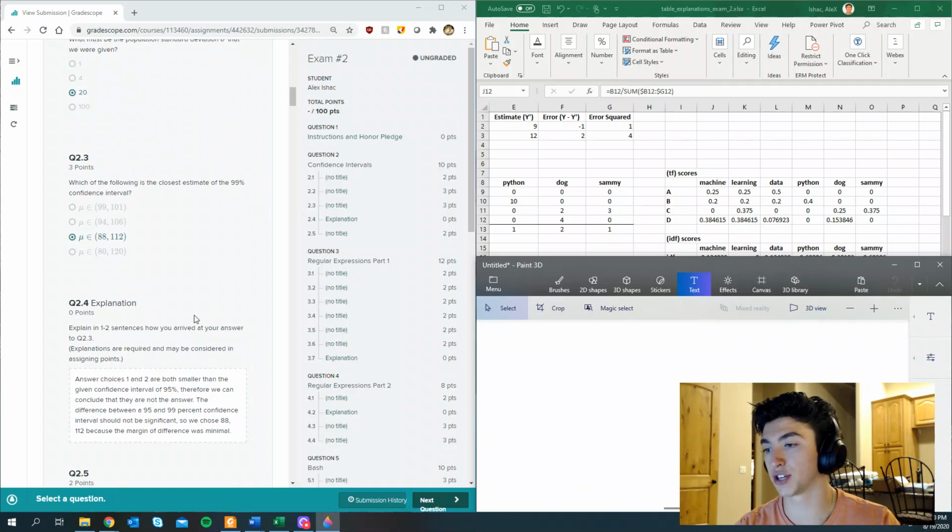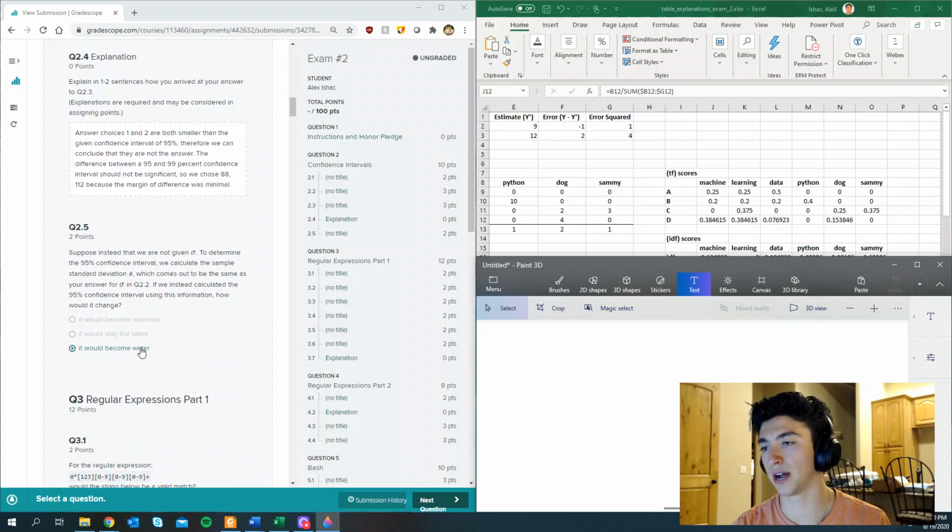2.4 was a justification, which I already gave, and 2.5 says suppose instead that we are not given sigma. So to determine the 95% confidence interval, we calculate the sample standard deviation S, which comes out to be the same as your answer for sigma in 2.2. If we instead calculated the 95% confidence interval using this information, how would it change? Well, it would indeed become wider.